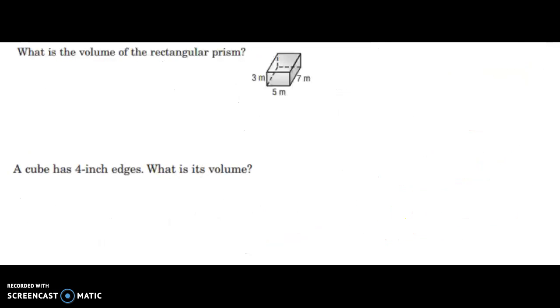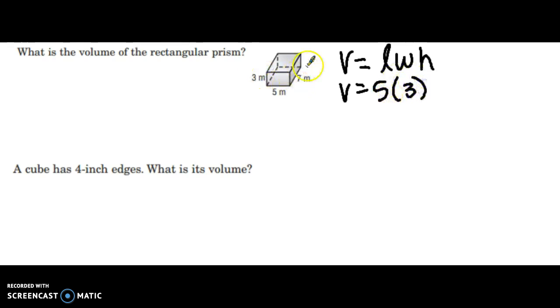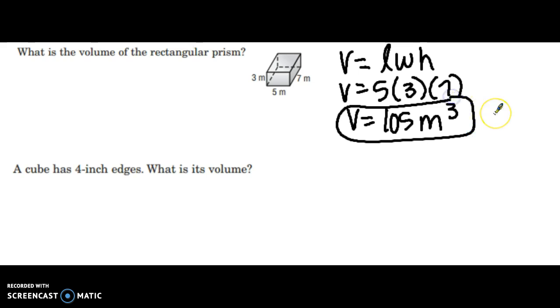What is the volume of a rectangular prism? So volume is the area of the base times the height. The area of a rectangle is length times width. So we're doing length times width times the height of the prism. The length is 5. The width is 3. The height of the prism is 7. And when we multiply those together, we get that the volume is 105 meters cubed. Remember that volume is cubed because this is 5 meters times 3 meters times 7 meters, so there's 3 different meters that we're multiplying together.